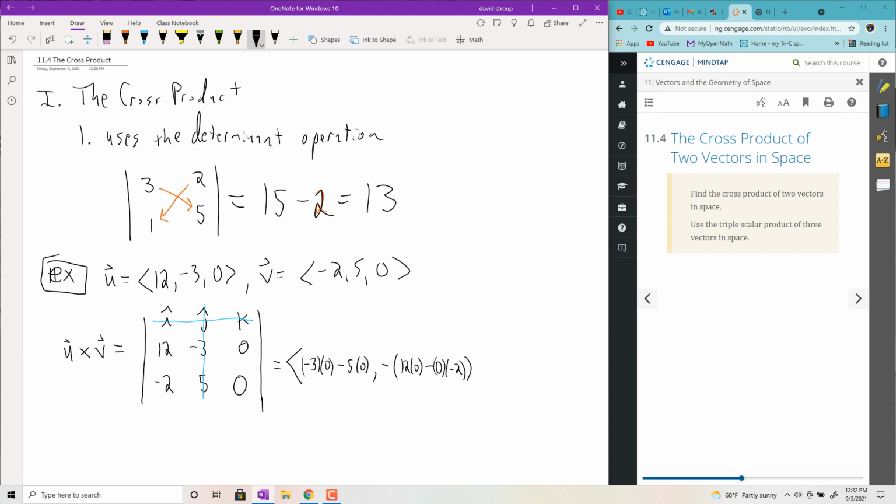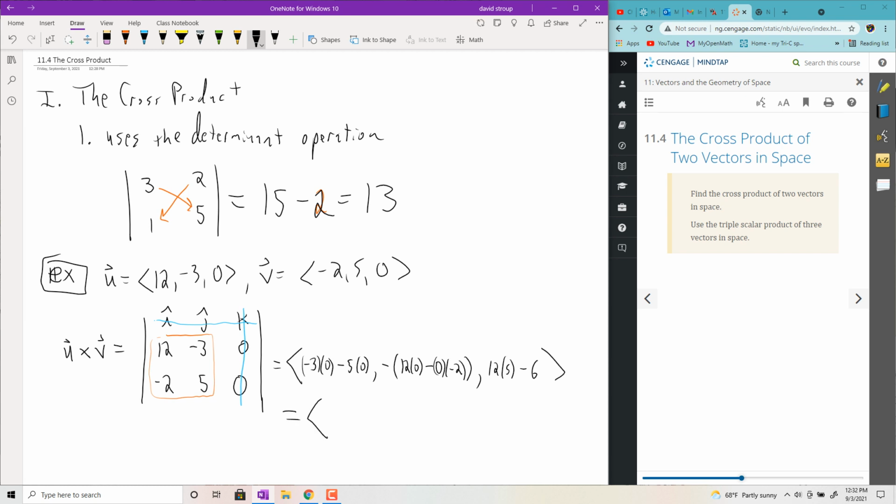Okay. Then the third component in my vector, so get rid of that and that, I'm covering up the first row and the last column and figuring out the determinant of this. Okay. So I'll have 12 times 5 minus negative 2 times negative 3, which of course is just 6. So let's just write 6.